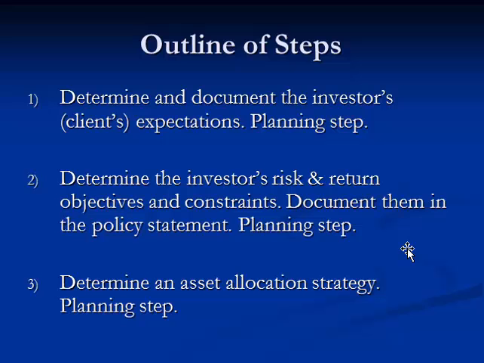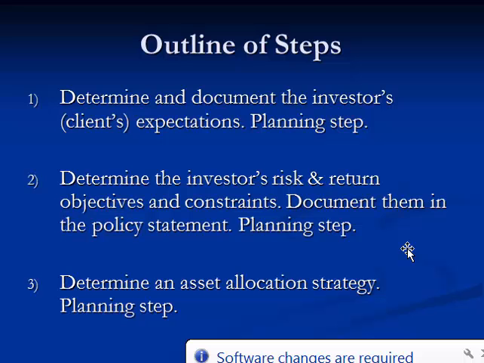Step 2 is determine the investor's risk and return objectives and constraints that they face. Document them, and that's really important. The documentation shows up in the first and second steps here. It's extremely important. Studies show that people who write down and document their goals and their expectations are the people who are more likely to meet those goals and expectations. The people who do not document and write down their goals tend not to ever achieve them. And that's just human nature there.